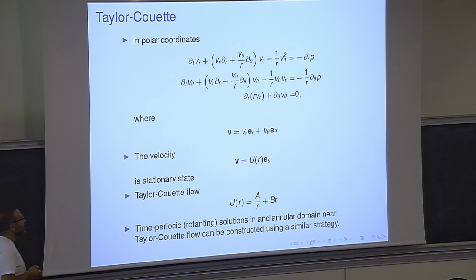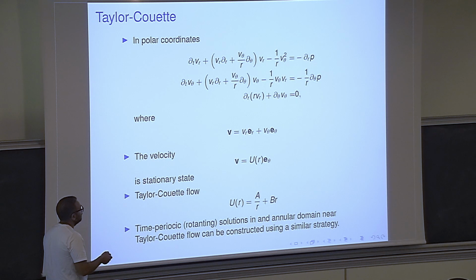We can do more or less the same or similar things for the Taylor-Couette flow. So here, this is the Euler equation written in polar coordinates. The velocity has again two components, the radial component V_r and the angular component V_theta. And it happens that any velocity with this form, so V_r, the radial component, equal to 0, and V_theta equal to a function that just depends on the radial variable, is also a stationary solution to the Euler equation. Okay?